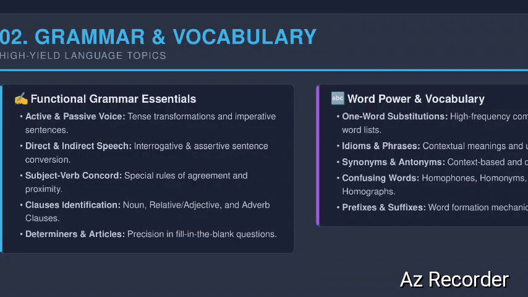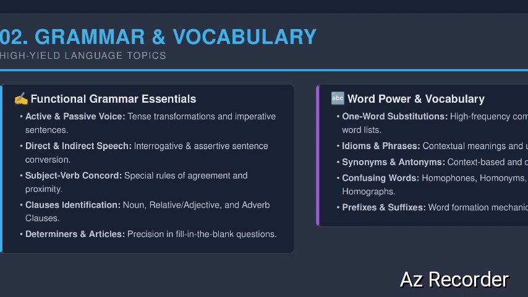Now let's look at what each section demands. First of all, grammar and vocabulary, which is the backbone of this exam. As I have explained before, grammar plus literature makes up 70% of this examination. इस एग्जाम में आपको ग्रामर और लिटरेचर से 70% तक मार्क्स मिल सकते हैं, if you have prepared thoroughly.